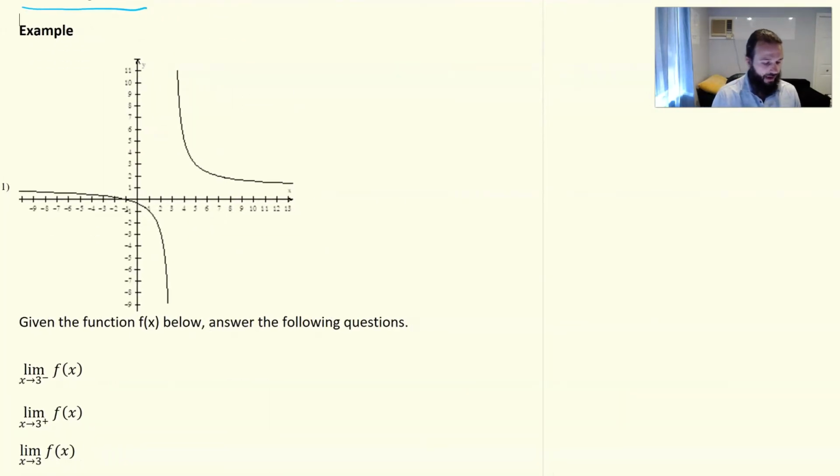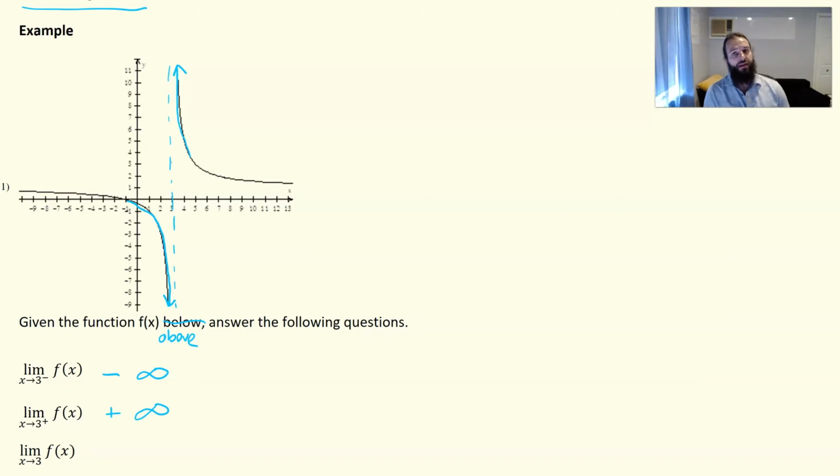Given this function f of x, answer the following questions. The limit as x approaches 3 from the left side, the limit as x approaches 3 from the right side. All right, well, we can see that from the left side, as x gets closer to 3, we're going toward negative infinity, just graphically. From the right side, looks like we're going up to positive infinity.